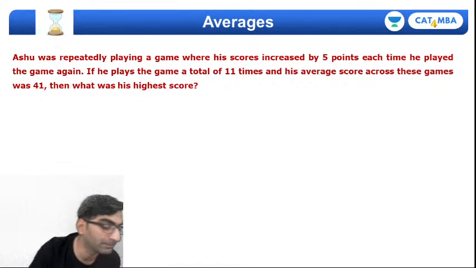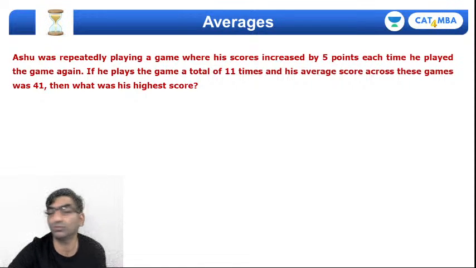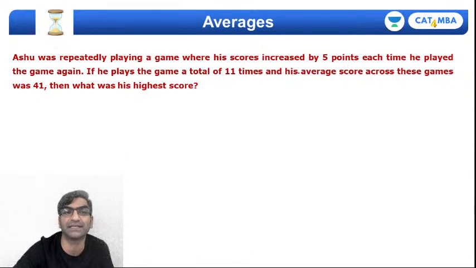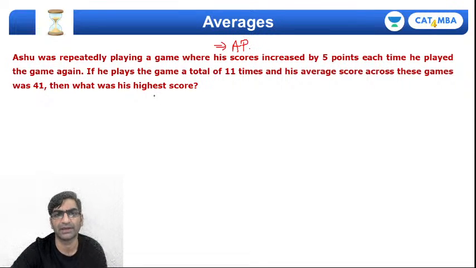That's the general idea. Ashu was repeatedly playing a game where his scores increased by 5 points each time he played the game, right? So every time you play, if your score increases by 5, it means the scores run in an AP. Okay, he plays a total of 11 times, so that's 11 trials. Middle value will be the 11 plus 1 by 2, the sixth value, right? And his average score is 41, which means the sixth value is 41.